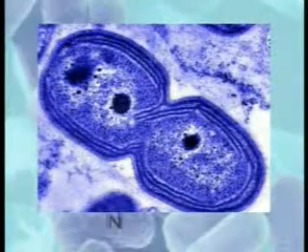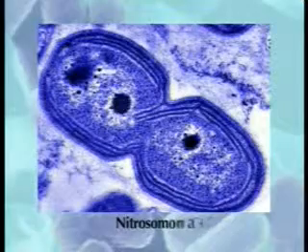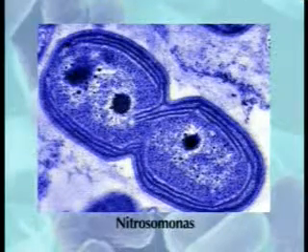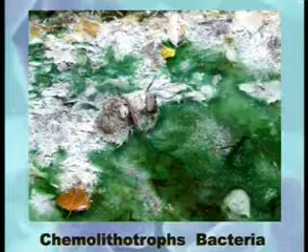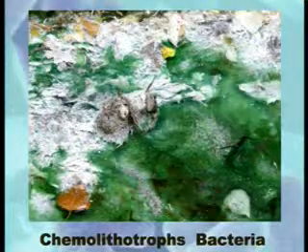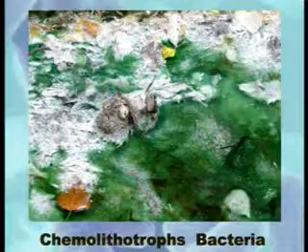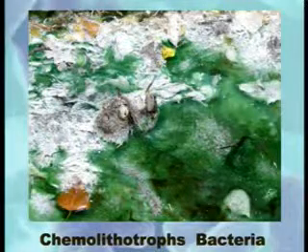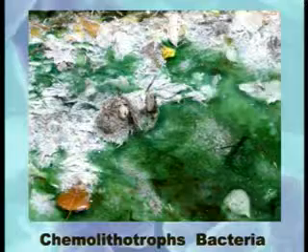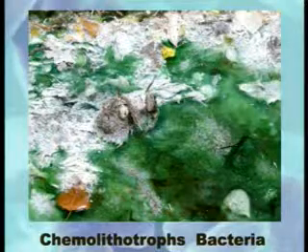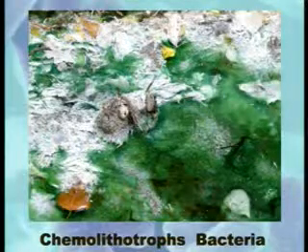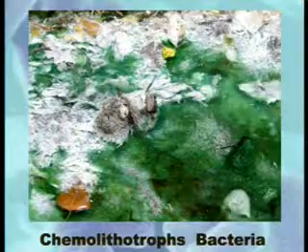chemolithoautotrophs. For example, bacteria of the genus Nitrosomonas use ammonia as their electron source, obtaining energy by oxidizing ammonia to nitrite. Chemolithotrophs contribute greatly to chemical transformation of elements. For example, conversion of ammonia to nitrite or sulfur to sulfate that continually occur in the ecosystem.